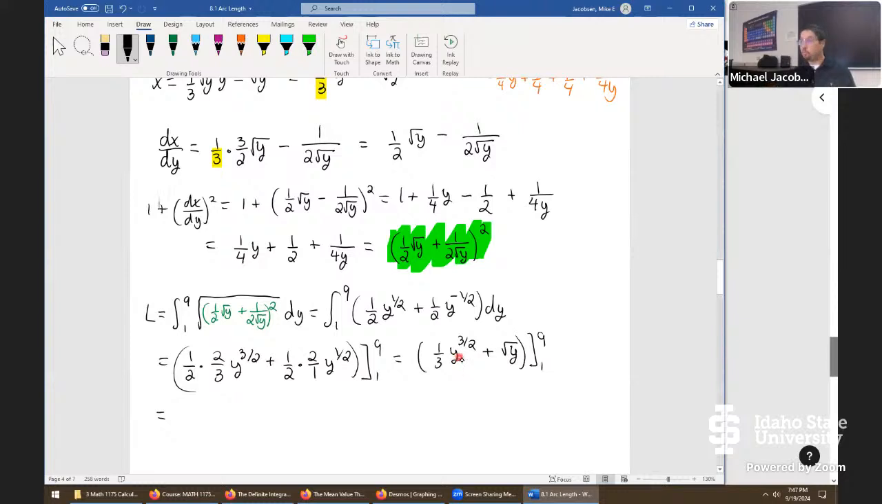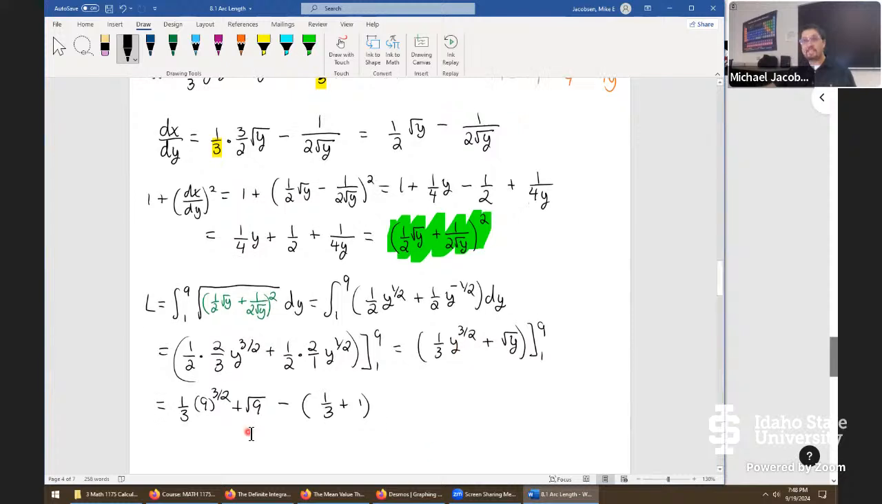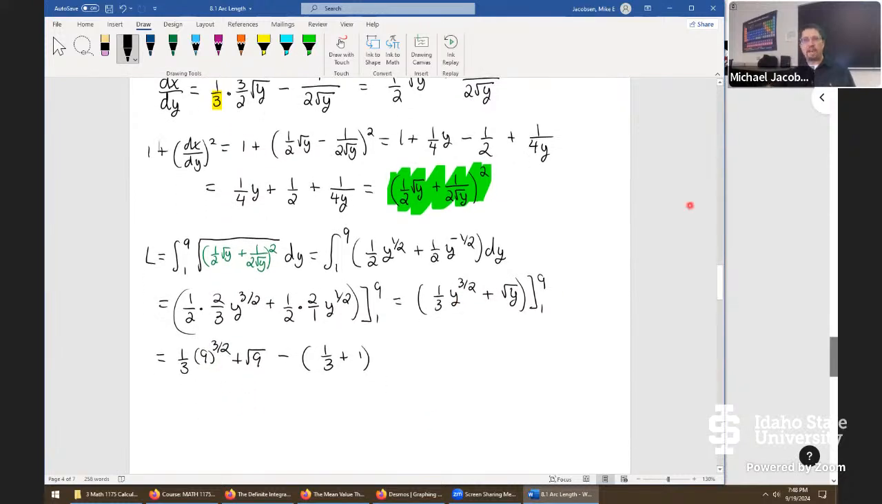So we'll plug 9 right here. We get 1/3 times 9 to the power 3/2. That one's not so bad, we can sort that one out. Plus root 9, not bad either. Then from the lower limit, we're plugging in a 1. 1 to any power is just 1, so this turns into 1/3 plus 1. So we need to work this stuff out. This is not too bad.